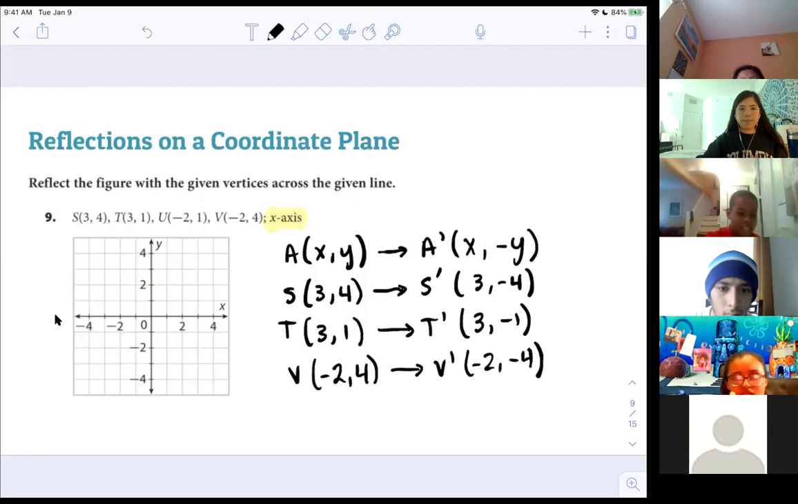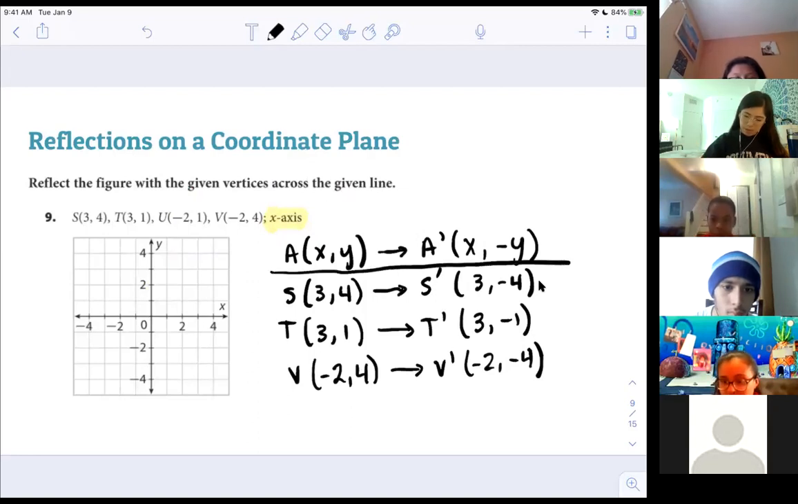That's our pattern. Now I'm going to go through real quick, and I'll start with my pre-image. So 3 comma 4 is my S. 3 comma 1 is my T. And negative 2 comma negative 4 is my V.